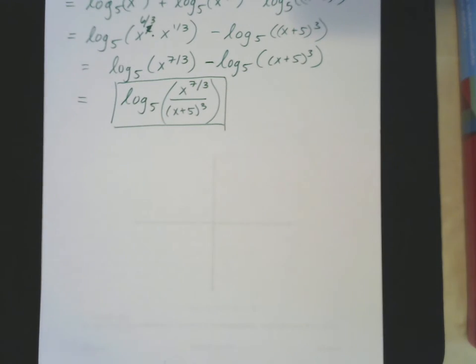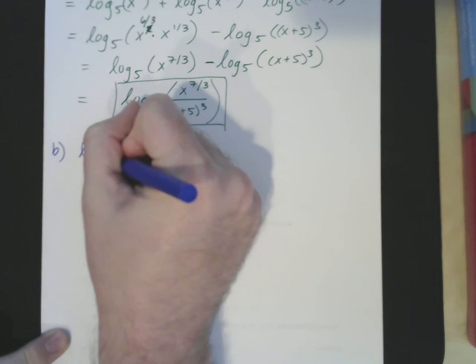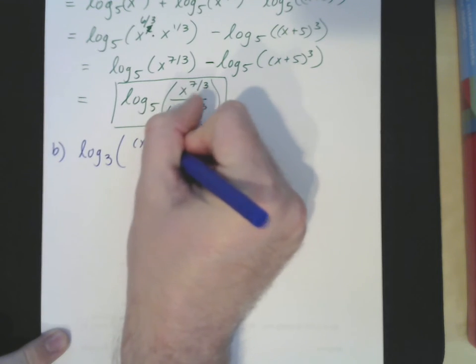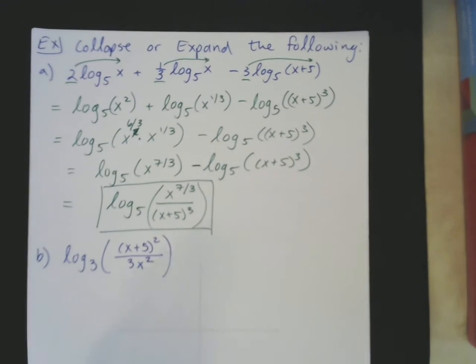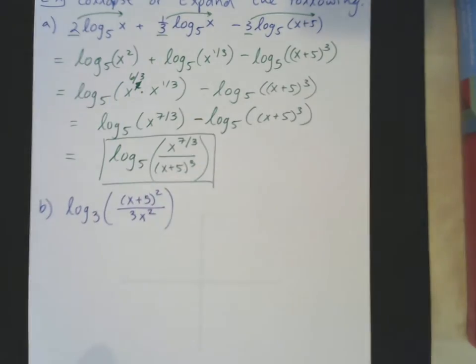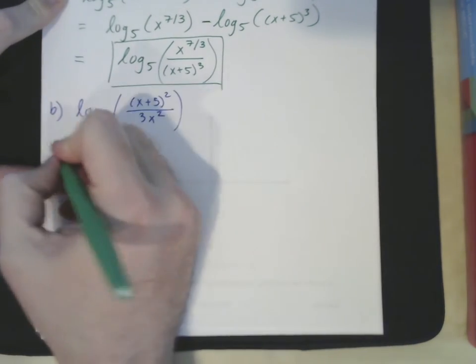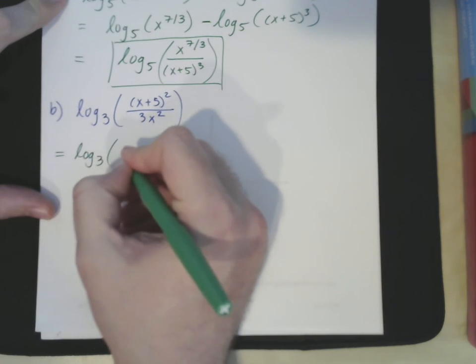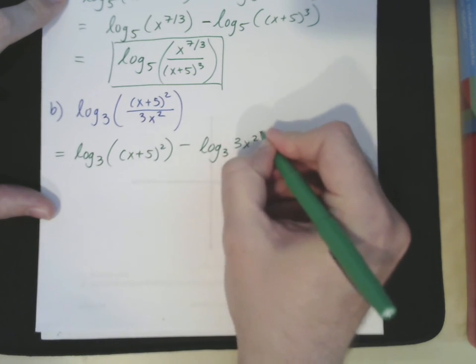So now let's look at another more complicated one. Log base 3 of x plus 5 squared over 3x squared. Whoops, that needs a parenthesis. When you're told to collapse or expand, your problem is going to dictate what you're doing. Here we had multiple logarithms, so it made sense to collapse it into one. Here we have one, so we're going to want to expand this out into multiples. We'll always start with your division if you have it, because that's the big operation. So this is log base 3 of x plus 5 quantity squared minus log base 3 of 3x squared.